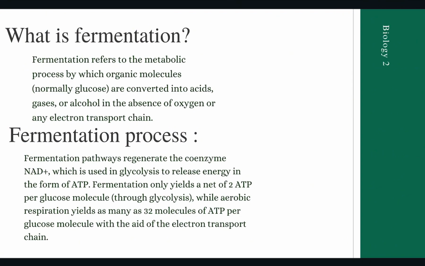Now, what is the fermentation process? Fermentation pathways regenerate the coenzyme NAD positive, which is used in glycolysis to release energy in the form of ATP. Fermentation only yields a net of 2 ATP per glucose molecule through glycolysis, while aerobic respiration yields as many as 32 molecules of ATP per glucose molecule with the aid of the electron transport chain.